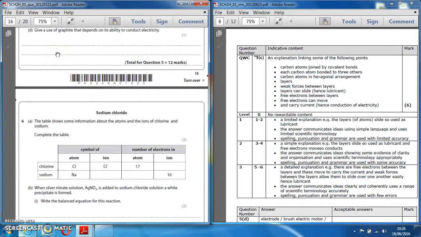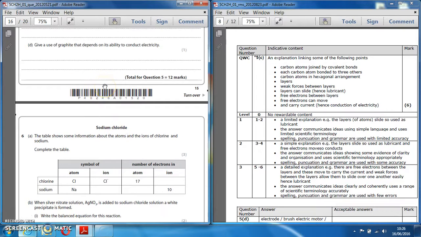Give a use of graphite that depends on its ability to conduct electricity. Well, electrolysis is the easiest. To use graphite electrodes because they don't interrupt or react with anything else that's going on in your chemical reaction.